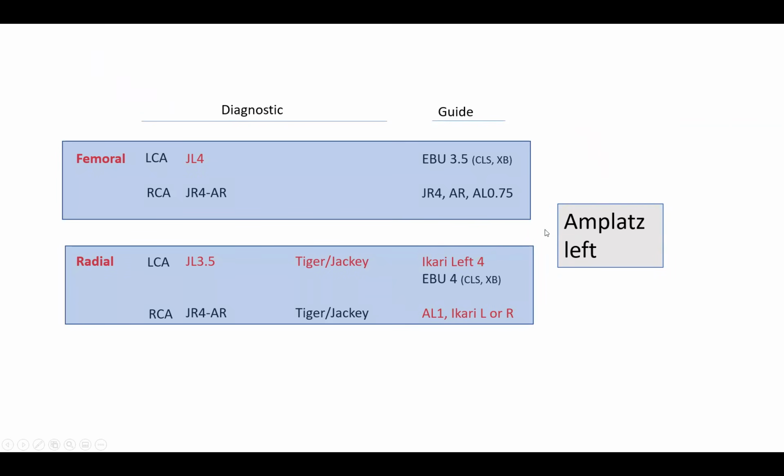So here is an updated image if you want to save it. For guide catheter, femoral, it's EBU 3.5. For radial, it's Ikari left 4 and EBU 4 or CLS 4.